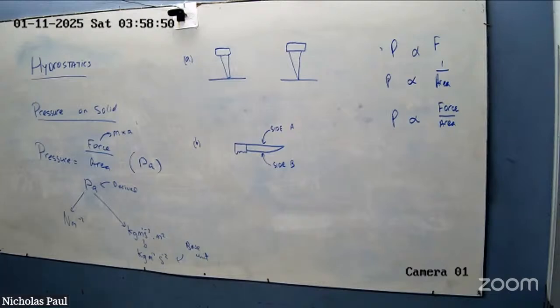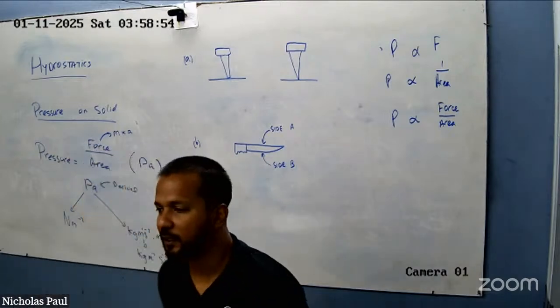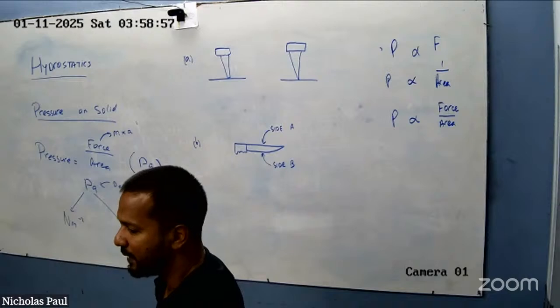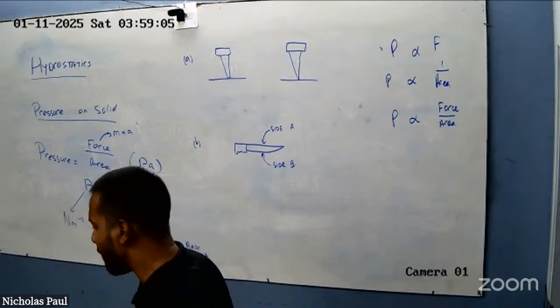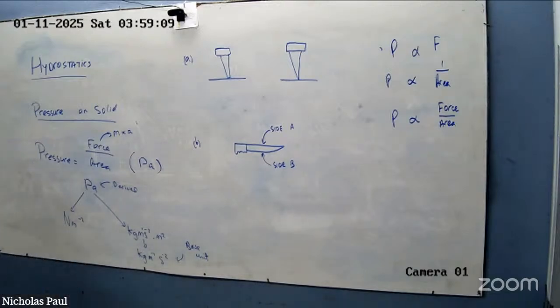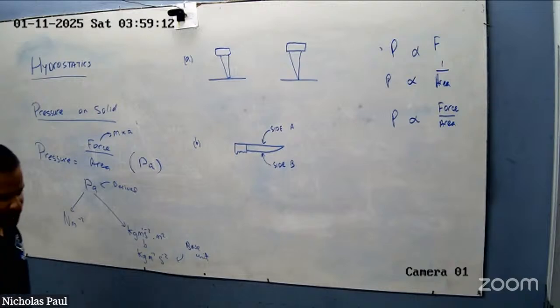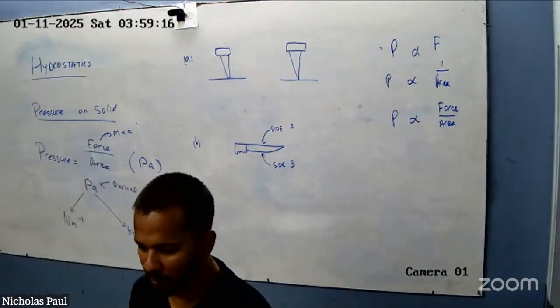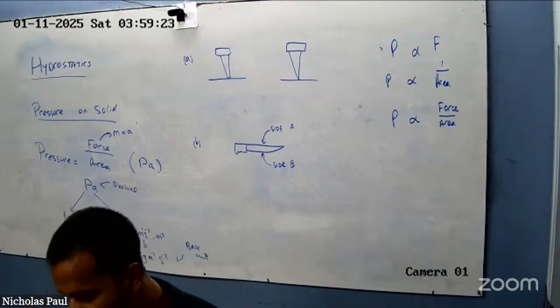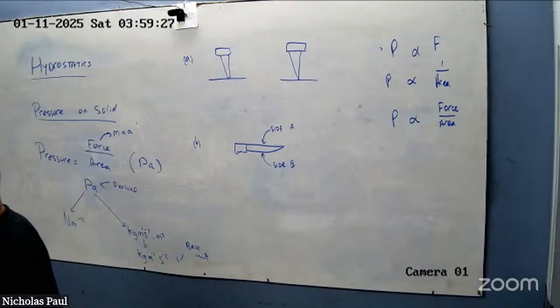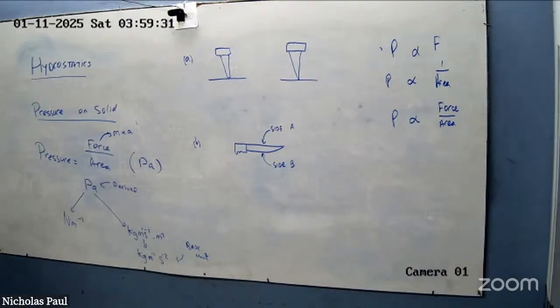Pressure on a solid is dependent on the force exerted by an object and the contact area of the object on the surface.